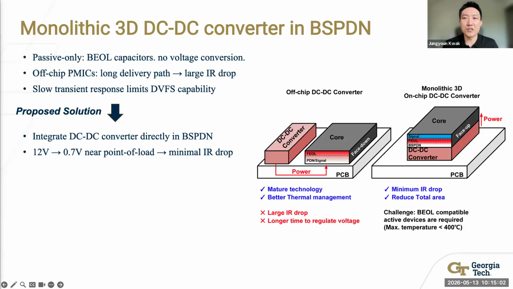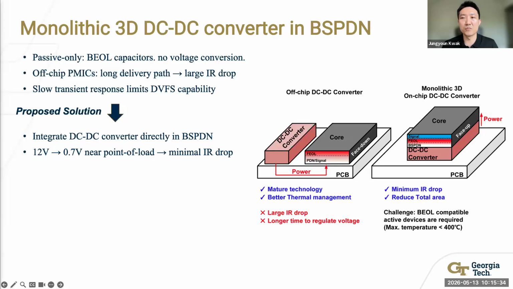Let me explain the limitation of the passive backside power delivery and show the architecture we are proposing. The left figure shows the current industry approach, a passive backside power delivery network where the voltage converter stays off chip. The 12-volt rail travels from the printed circuit board through the package and bumps before reaching the backside rails. This long path adds resistance and inductance, as I mentioned earlier, which limits the efficiency and transient response time.